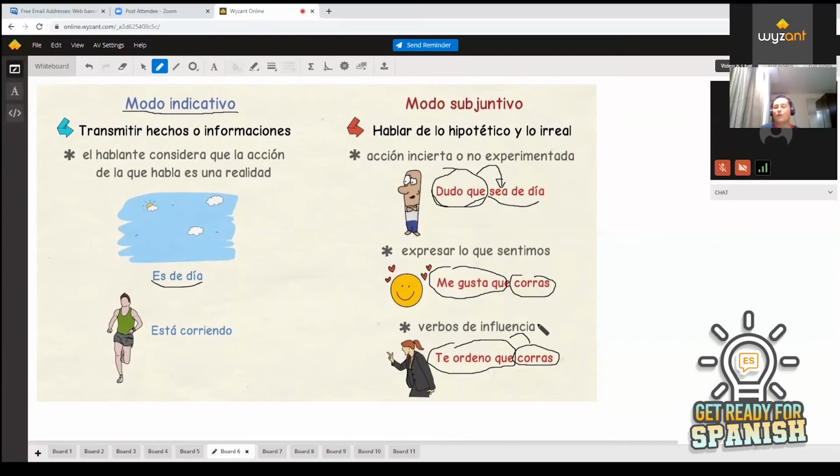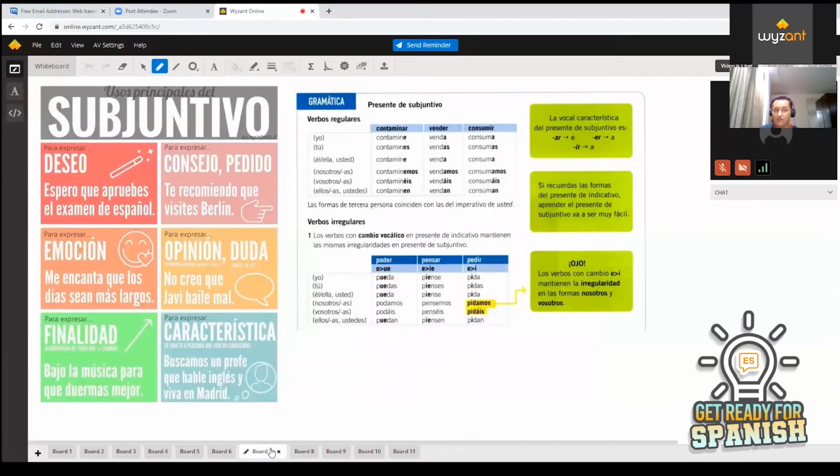Okay? Of course, there are many expressions that trigger the subjunctive. And that's what you're going to be studying during this year. This is usos principales del subjuntivo. So when you express a desire, you're asking for counseling, or you're giving somebody advice, okay, or to express an emotion, or to express doubts, okay, or characteristics, or the uses of something, we have to use the subjunctive, okay?